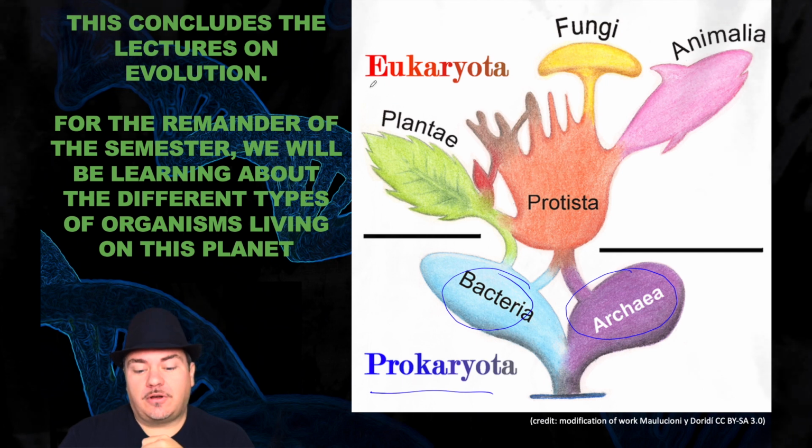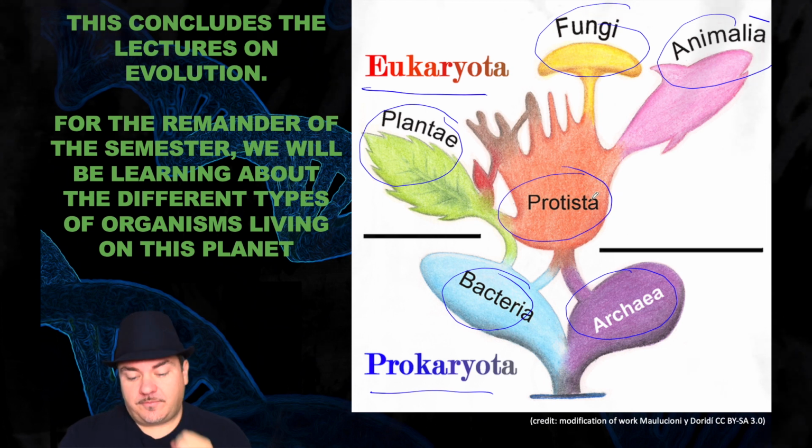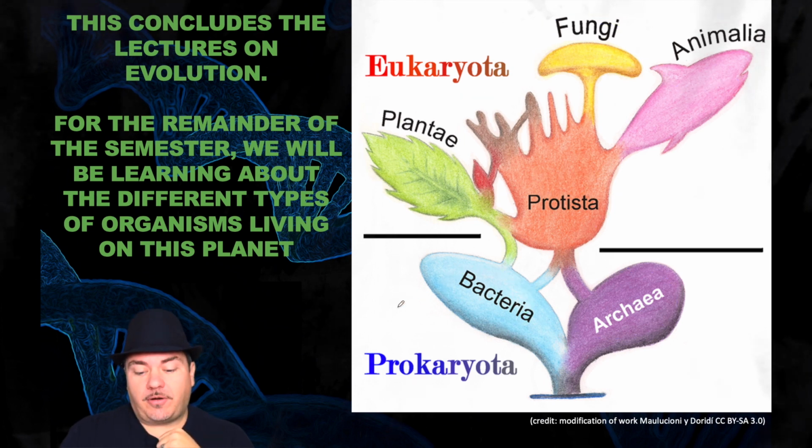Then after that, we'll learn about the eukaryotes and the different kingdoms of eukaryotes, things you're familiar with like plants, animals, fungi, and something you're probably not very familiar with, the protists. So the rest of the semester we're going to spend learning about all of the different types of organisms living on our planet.